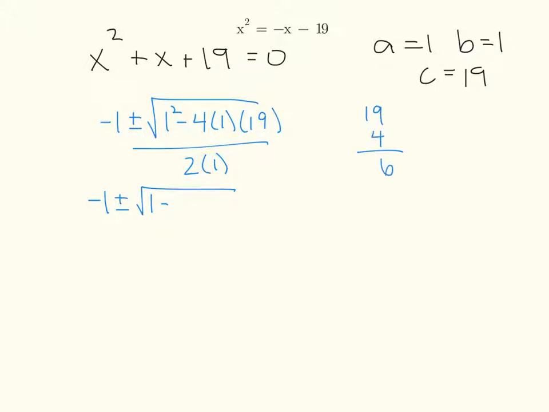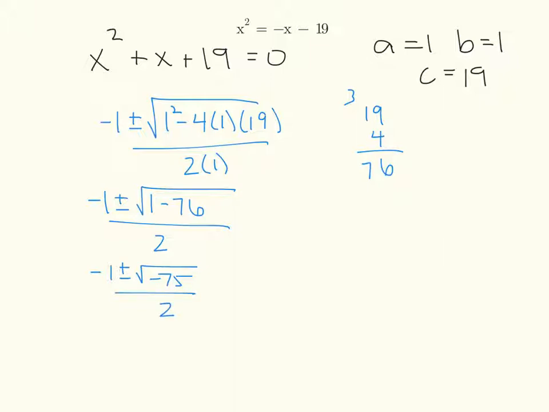9 times 4 is 36. 4 times 4 is 16, so 76. Alright, 1 minus 76 over 2. That's going to be negative 1 plus or minus the square root of negative 75 all over 2.